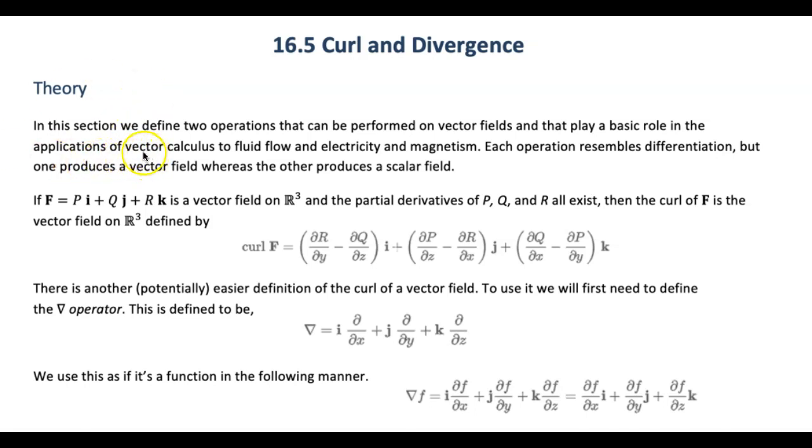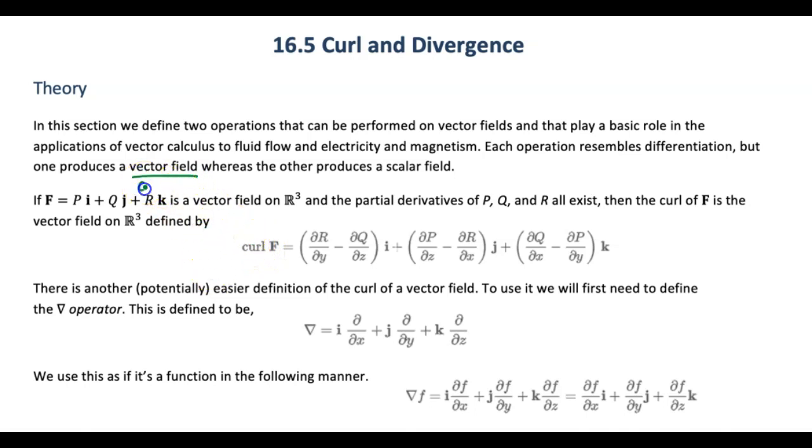But if you end up doing anything later in your academic careers with fluid flow, electricity, or magnetism, all of these are going to apply. So each of these operations is sort of like differentiation. So we're doing a lot of partial derivatives here, but one produces a vector field, whereas the other produces a scalar field.